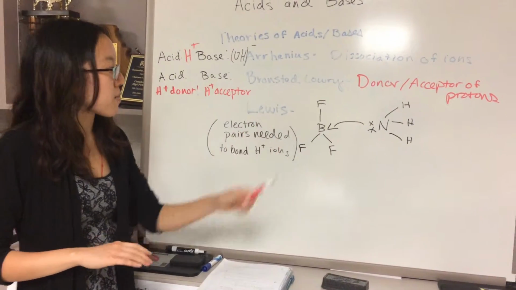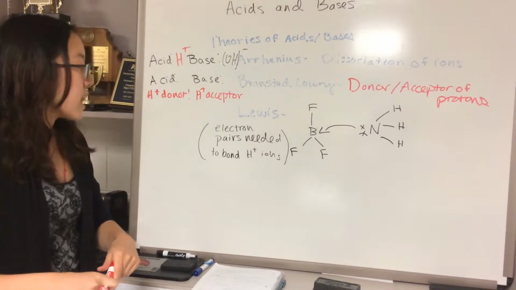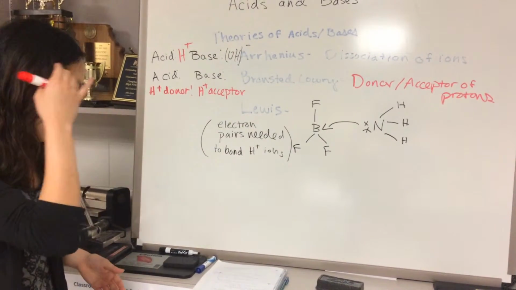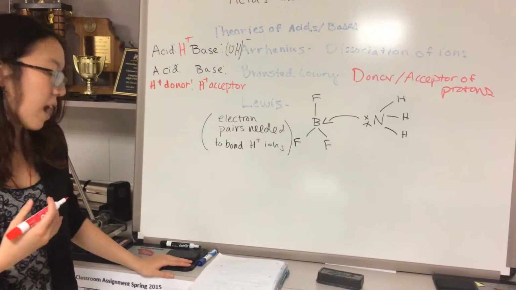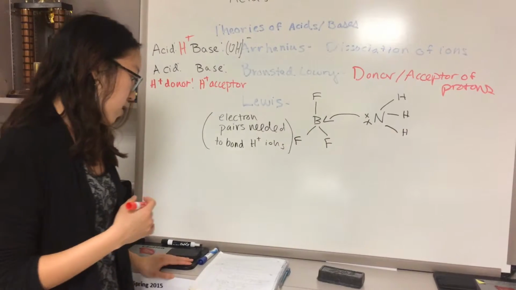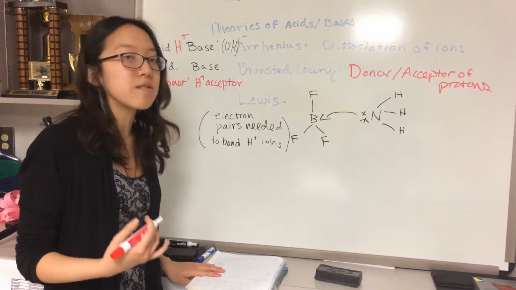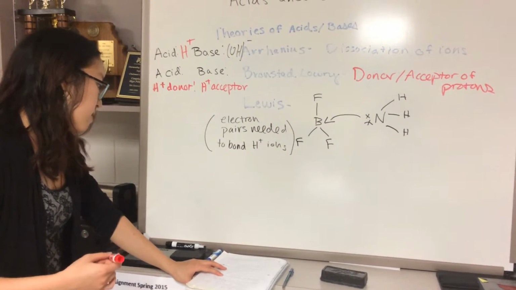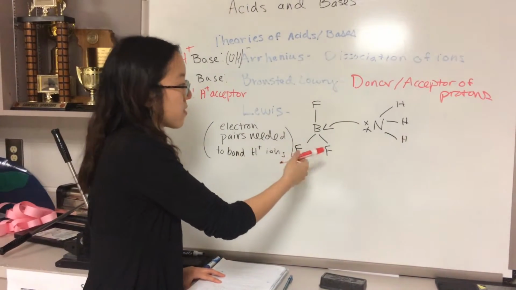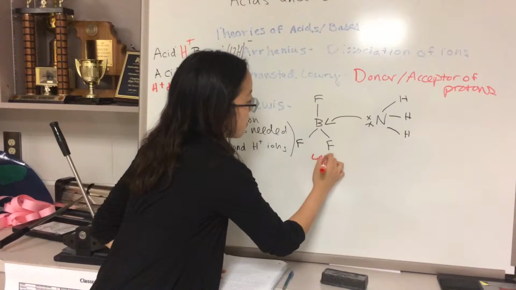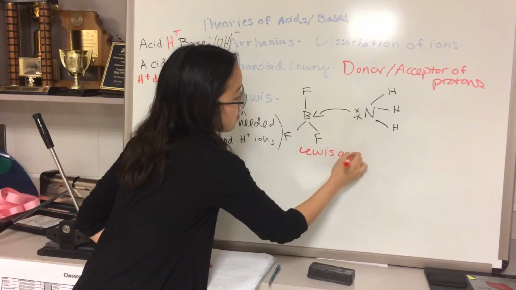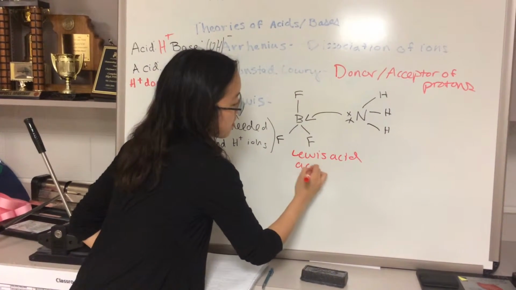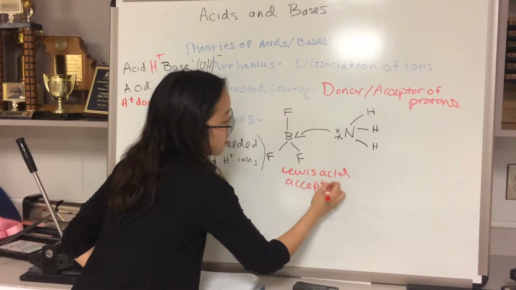Right here is a diagram of how the Lewis theory works. It's a theory based on the fact that Lewis acids and bases are electron pair acceptors and electron pair donors. So in this diagram our Lewis acid, which is right here, accepts the electron pair.